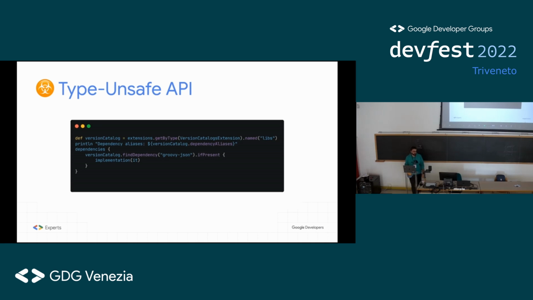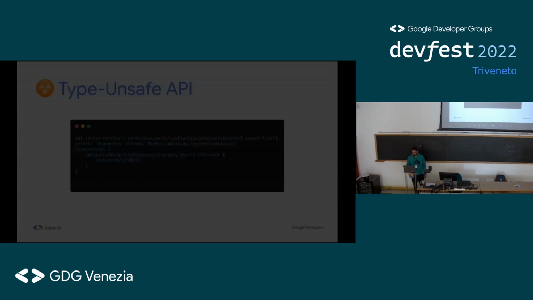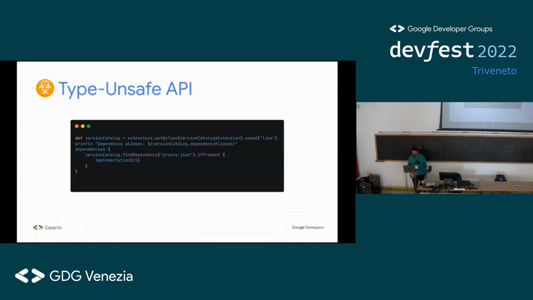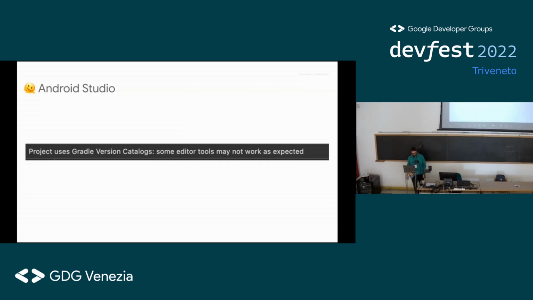So basically this is the type unsafe API, and either use this or refactor to a different Gradle script and make it dependent on how it's called, the version catalog. Okay, this is the error that Android Studio shows you when you open the versions catalog: some editor tools may not work as expected. I'll tell you, only highlighting works, nothing else. So yeah, bear with it.